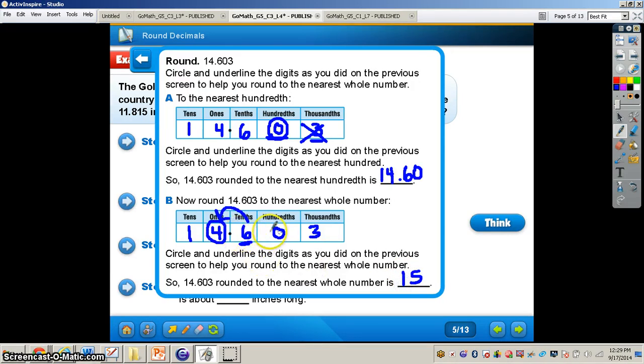Now, since this is a decimal, all the numbers to the right of that decimal are turned into zeros after we have rounded, so therefore they can just be dropped. Okay, so 14 and 603 thousandths rounded to the nearest whole number is 15.